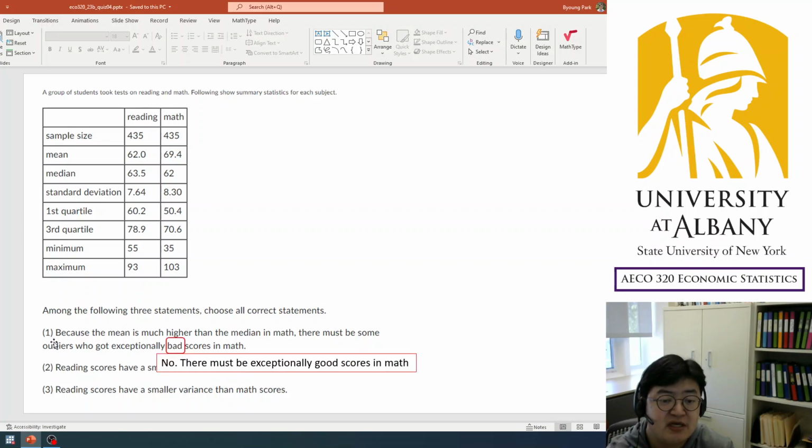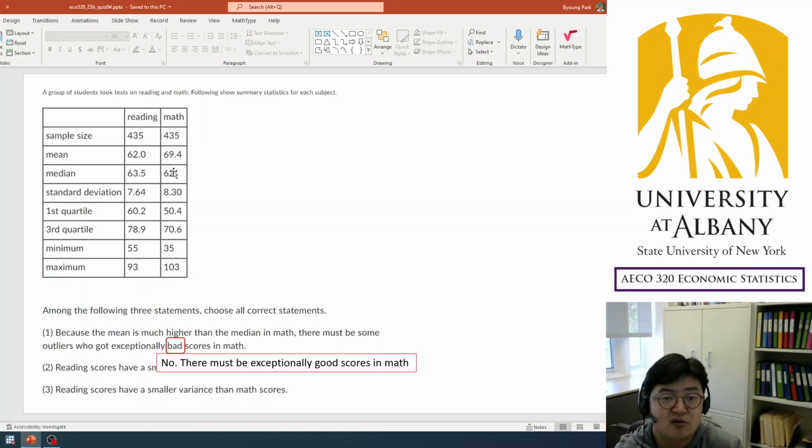Number 1, because the mean is much higher than the median in math, there must be some outliers who got exceptionally bad scores in math. So the first part is correct. Because the mean is much higher than the median, there must be some outliers. Up to this point, the statement is correct. But the problem is, outliers are not on the bad side, but on the good side, right?